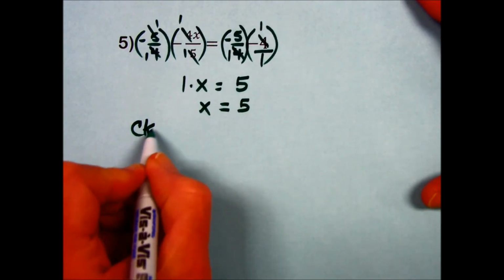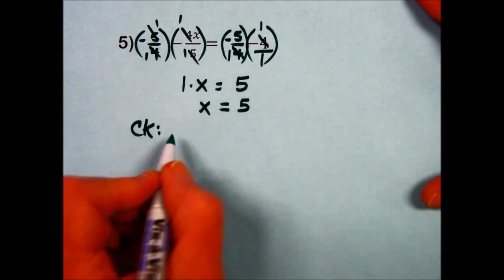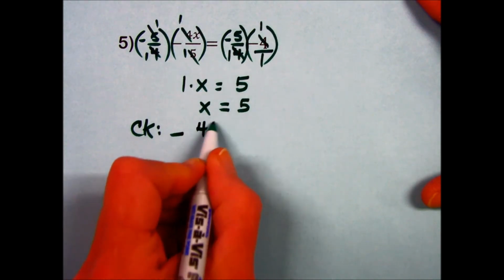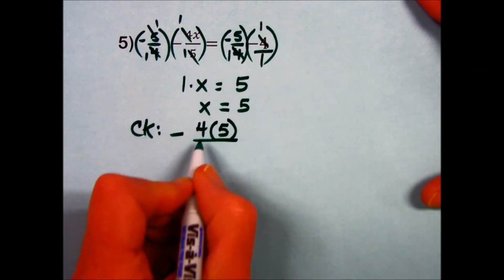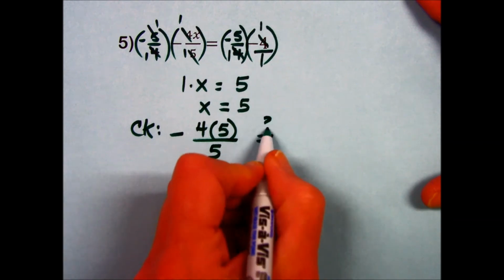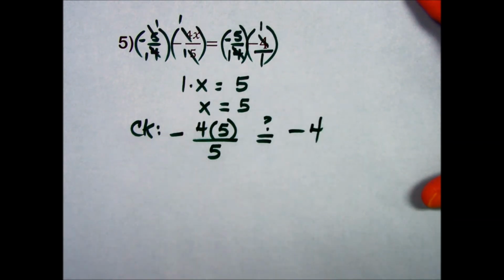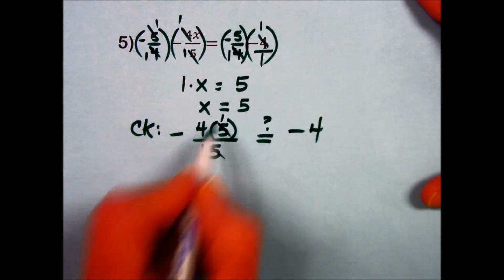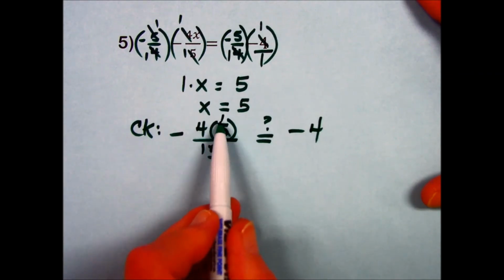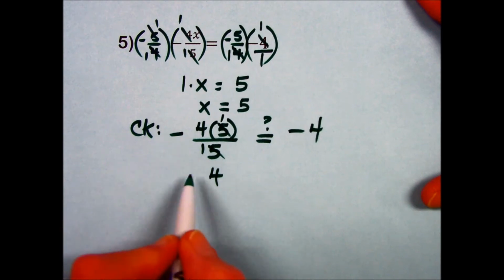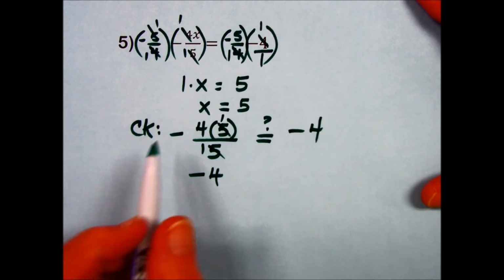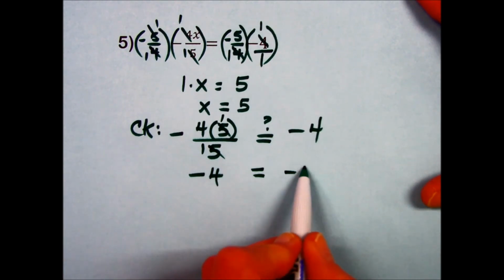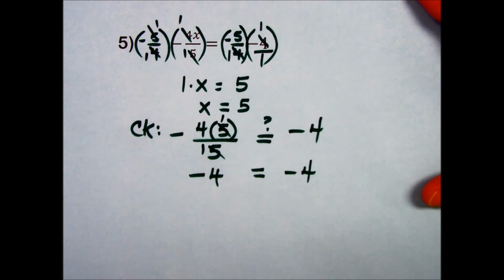Checking the work here, replacing the variable with 5, determining whether in fact we do end up with a negative 4. The 5's are going to cancel out, leaving a 1. We have a 4 times 1 is 4, and nothing altered this negative that was in the original problem, which gives us the true statement, meaning x equals 5 is our solution.